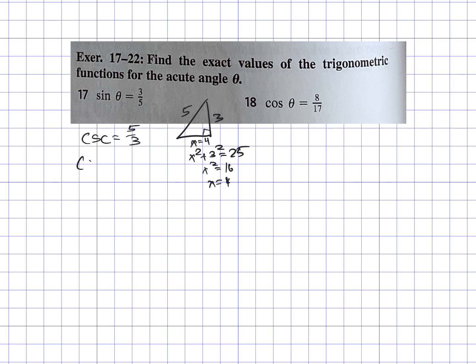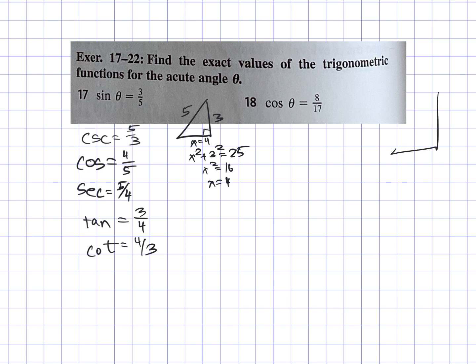All right, so now we can do cosine of theta. Cosine is the adjacent leg over hypotenuse. So the secant is 5/4. And the tangent is opposite over adjacent. And the cotangent is the reciprocal. Okay, let's do the next one.